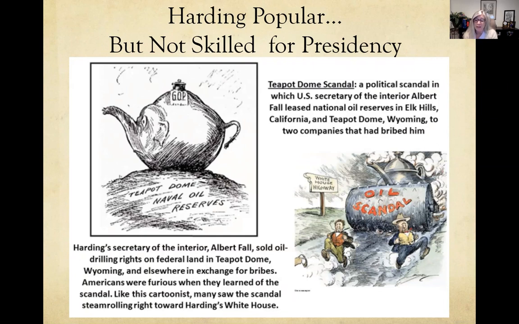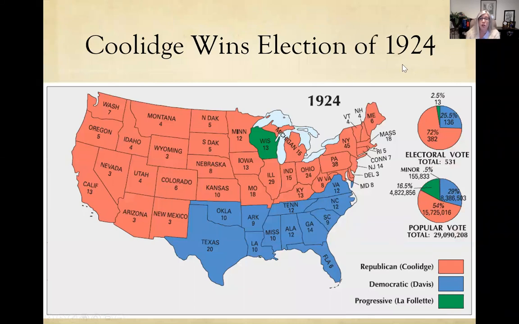I always remember this because Albert Fall takes the fall for the Teapot Dome scandal. So the whole reason it's called the Teapot Dome scandal is because of the place where the oil field was located, in Teapot Dome, Wyoming. All right, so Coolidge is going to win the election here in 1924 because it's not until after he's in office that the scandal gets exposed.